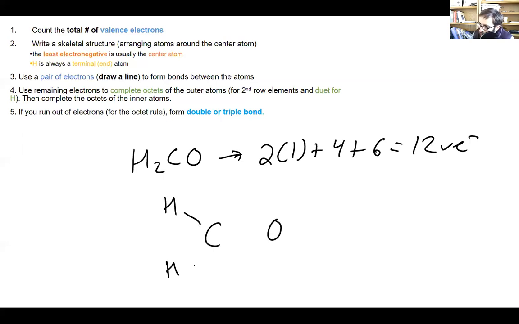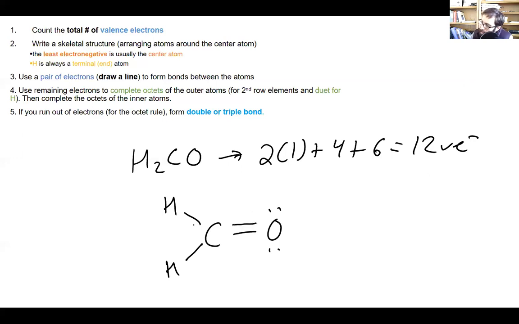So we're going to have hydrogen, hydrogen, and oxygen at the end. That's our skeleton. We connect the skeleton. Hydrogens are already good once they're connected because of the duet rule. They have 2 electrons. Then we connect to the oxygen. We have 12 valence electrons, and we have 6 on the board, so that means we have 6 more left. 2, 4, 6. Hydrogens are good. Carbon's not good. Oxygen's good, 2, 4, 6, 8. But carbon's not good. So we have to take one of these lone pairs and turn it into a double bond.